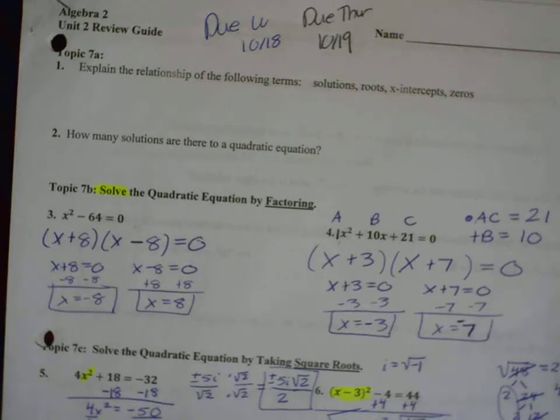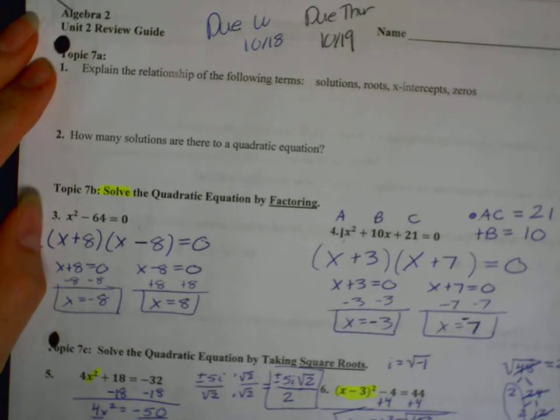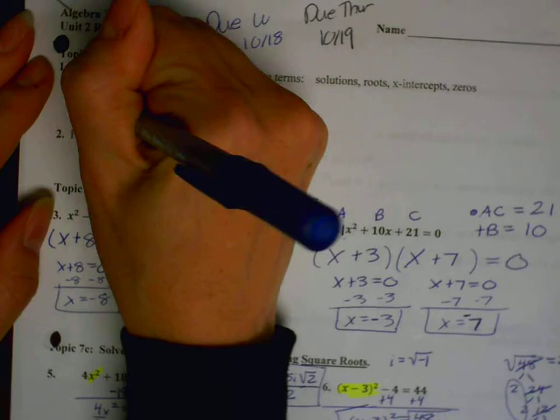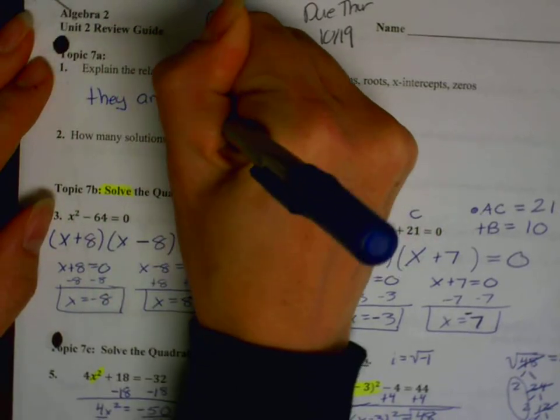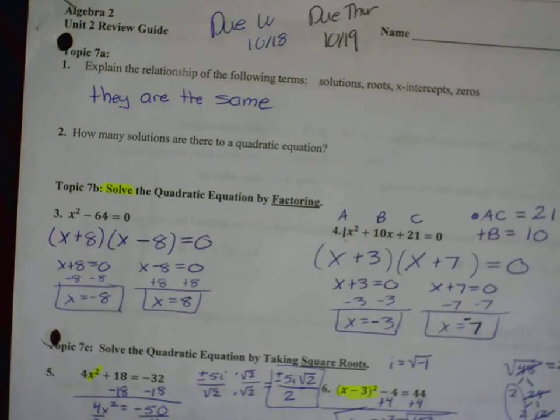Okay, this is the Unit 2 review packet. We're going to start with question number 1. Explain the relationship of the following terms: solution, roots, x-intercepts, and zeros. These are all the same. These are the places where the parabola crosses the x-axis. They all mean the same thing.